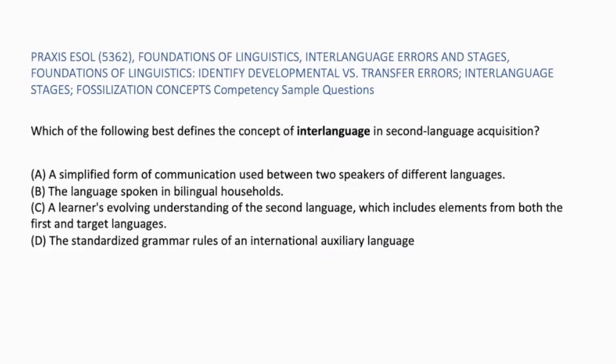Let's walk through the process of elimination. A. That's describing a pidgin, not interlanguage. B. This is just code switching or bilingualism, not the developmental system learners create. D. This refers to languages like Esperanto, which is intentionally created, not learner-made systems. The correct answer is C. Interlanguage is the dynamic linguistic system that language learners construct during the acquisition process. It incorporates features from their first language, second language, and unique errors that may not belong to either. This concept was introduced by Larry Selinker.